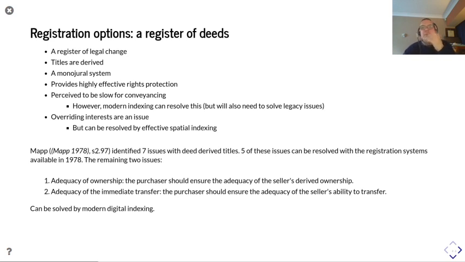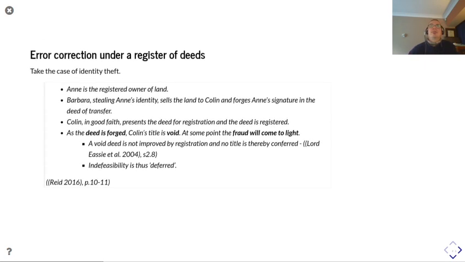Professor Mapp, in 1978, identified 7 issues with deed-derived titles. 5 of those issues he stated could be resolved with registration systems available to him in 1978. This left 2 remaining issues. First one being adequacy of ownership. The purchaser should ensure the adequacy of the seller's derived ownership, so the indefeasible ownership problem, and the adequacy of immediate transfer. So the purchaser should ensure the adequacy of the seller's ability to transfer. Both of those issues can be solved by modern digital indexing.